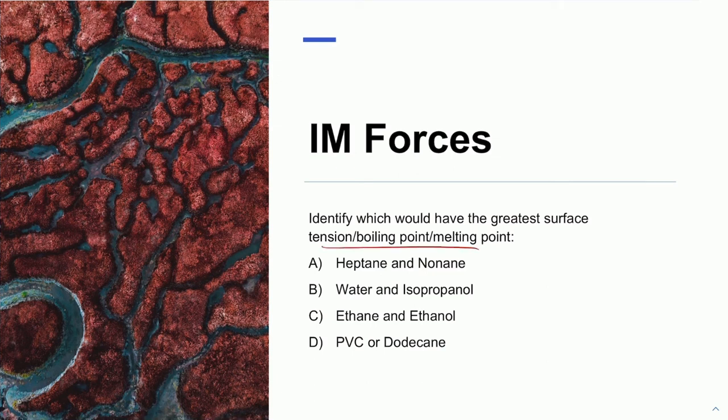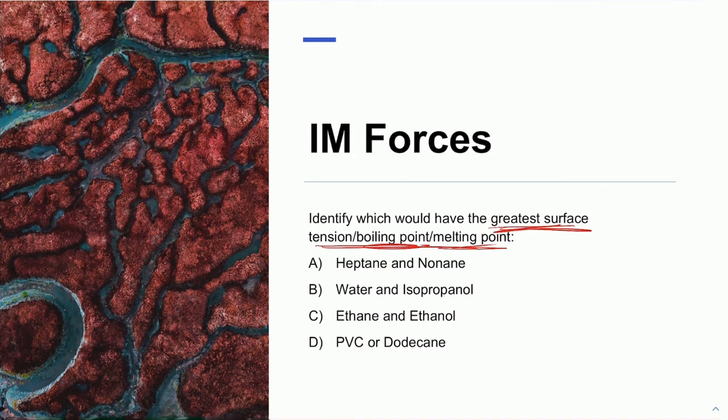These are all opposite of volatility in that they have a direct relationship with intermolecular forces rather than an inverse, meaning the higher the intermolecular force, the greater the surface tension, the greater the boiling point, and the greater the melting point, okay? So I'm just going to go through this one pretty quick because it's a reiteration of what we covered already, and it's pretty straightforward.